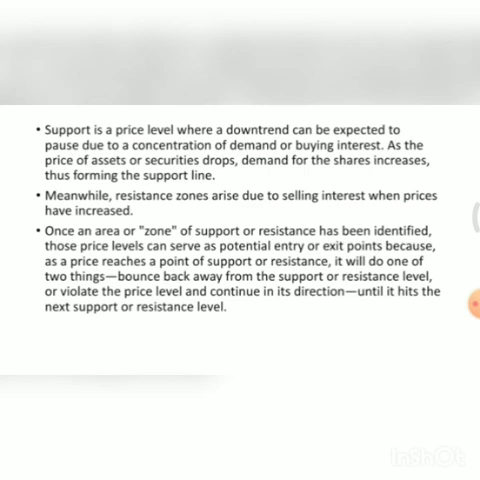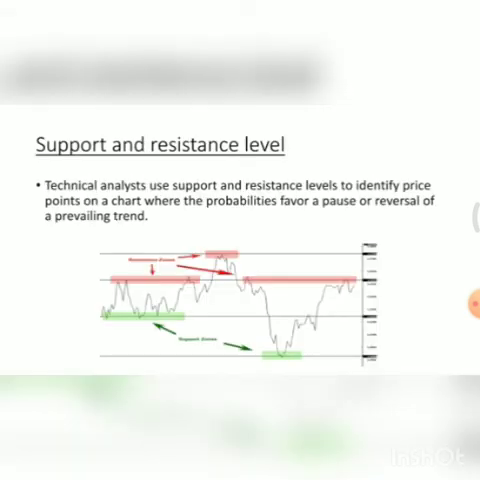So once it reaches a support or resistance level, it will either bounce back. Once it reaches the resistance zone, it will bounce back toward the support zone, and when it reaches the support zone, it will bounce back and target the resistance zone. It can also be violated, and we can see here that the resistance zone has been violated and the trend has moved to another resistance zone, and the support zone has also been violated and the trend is moving downwards to another support zone.